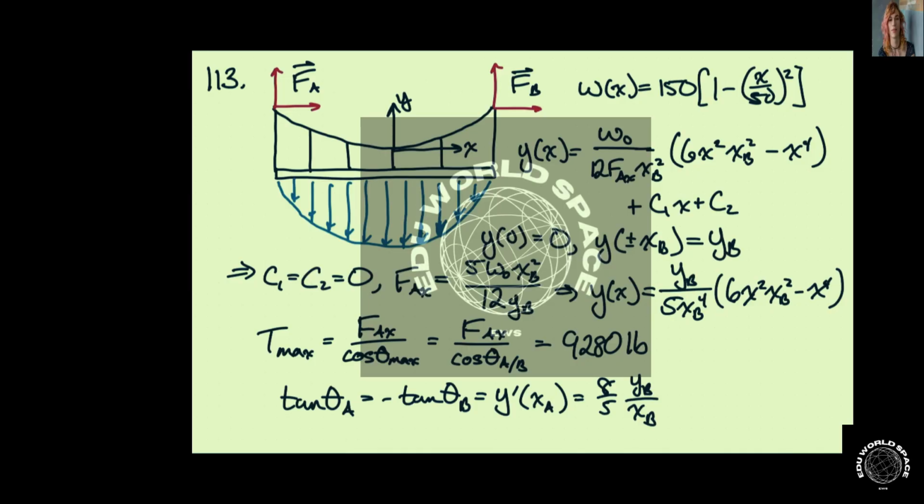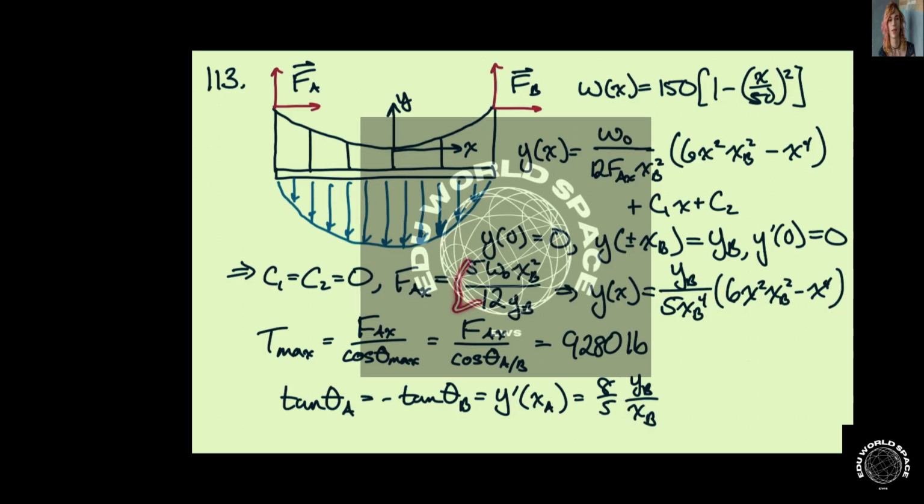Now, again, we can figure out what this value is by looking at the slope at 0. I guess I didn't write that in here, but we should also have that the slope at 0 must be 0 because of symmetry. So that will give us this value also.